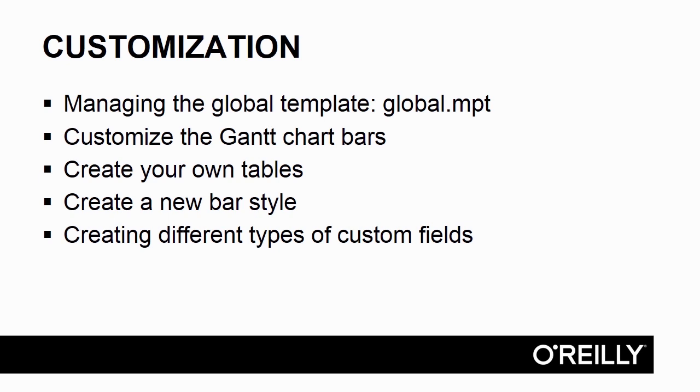And our final step was looking at customizing Microsoft Project to meet your needs. So managing the global template, the global.mpt file, how to move items in or out of that global file so that they're available to all of your projects, customizing the actual bars on the Gantt chart, creating your own tables, creating a new bar style that is triggered by whatever the requirements are for that particular bar style, even creating your own custom fields, of which there are a number of different types. And we saw that we could create straightforward typing fields, formula fields, graphical indicator fields, or even lookup fields. So there's a lot of control that you have over customization of Microsoft Project.